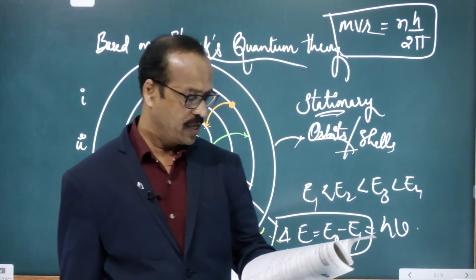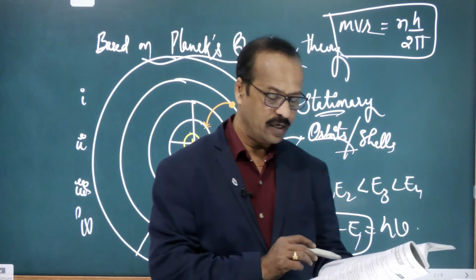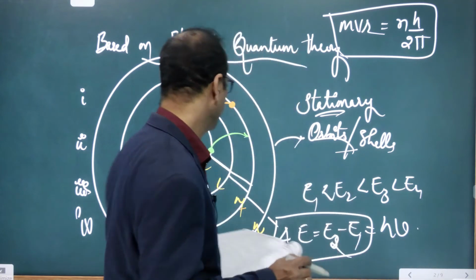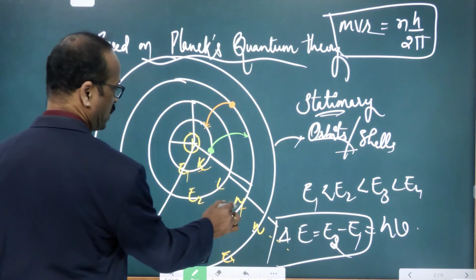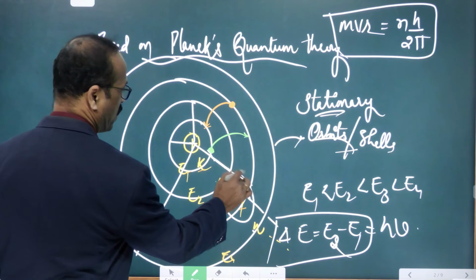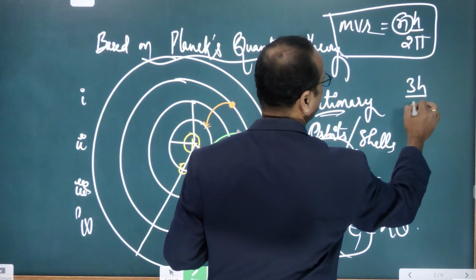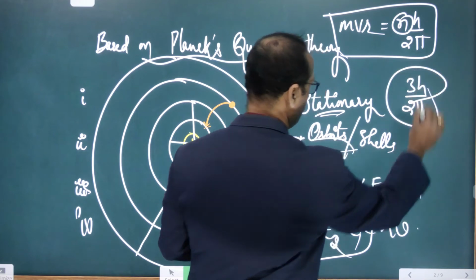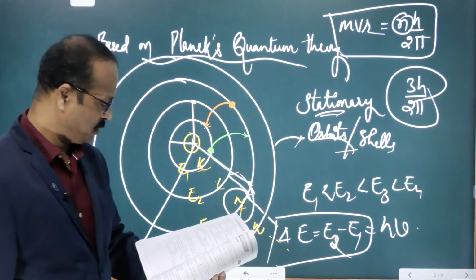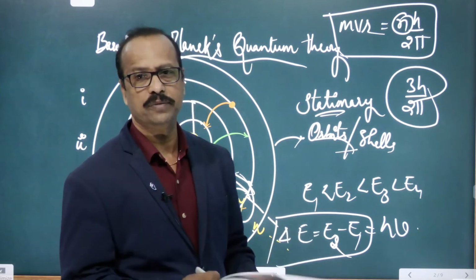So, first option. Angular momentum of the electron in the M shell. M shell means which shell? 1, 2, 3. So this number is 3. In the place of n, you put 3. So 3h by 2 pi. The answer is 3h by 2 pi. So that is the first option.